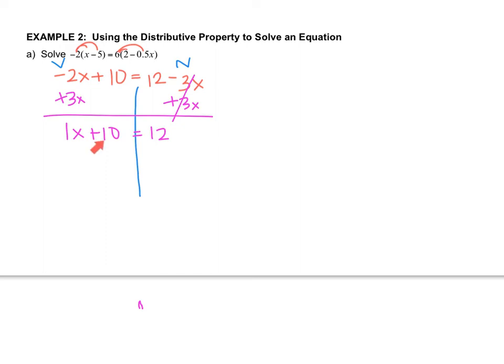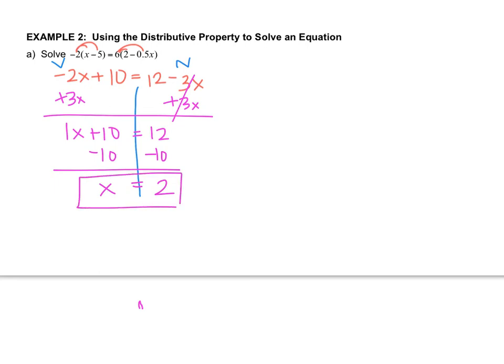Now I look again and I say, what still has to move? Well, this 10 is on the variable side, so I need to move it over because I need to put it on the number side. So since the 10 is positive, I'm going to move it with subtraction. And I get 1x is equal to 2. Now you don't really need the 1. You don't have to write the 1. If you want to, you could divide by 1, but 1x is just the same as x, so I'm just going to erase the 1, and then I can just circle my answer.